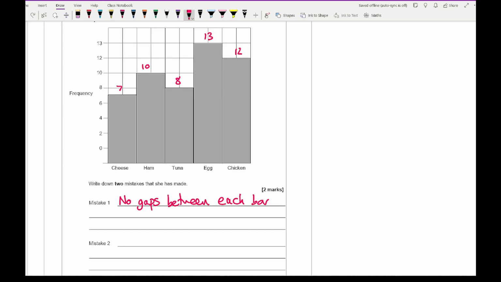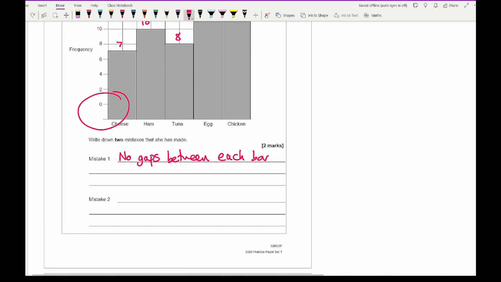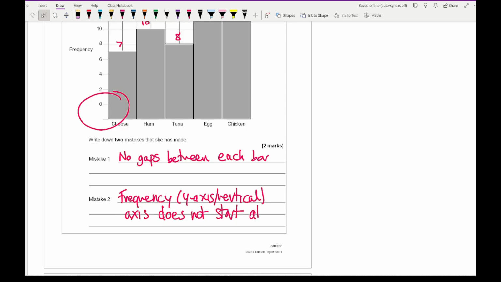But the glaring mistake that may have been missed is that the vertical axis or frequency axis doesn't start at 0. So the frequency axis, or the y-axis, you could say, or vertical axis, does not start at 0.